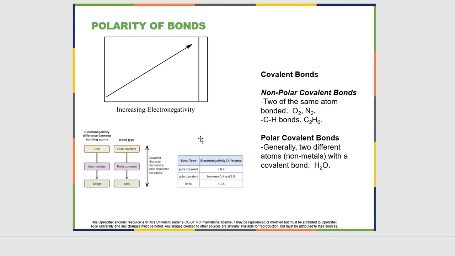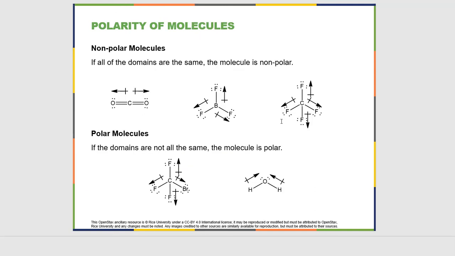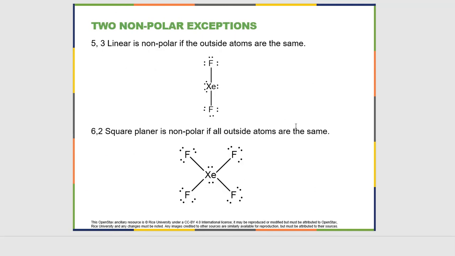It's important to note, if you have hydrocarbons, molecules that just contain carbon and hydrogen, they're nonpolar, but for a different reason. This is not because all domains are the same. It's because there's a very small electronegativity difference between carbon and hydrogen. Finally, there are two exceptions to this rule.